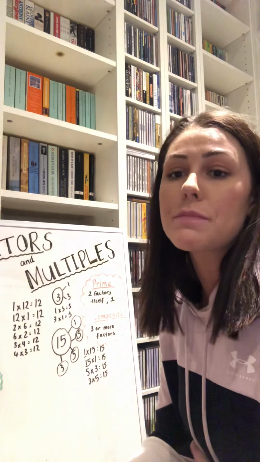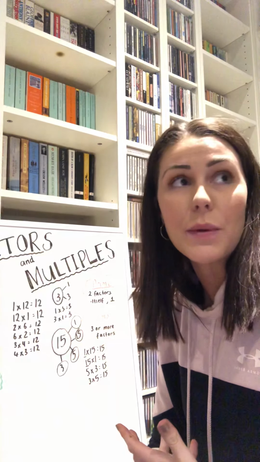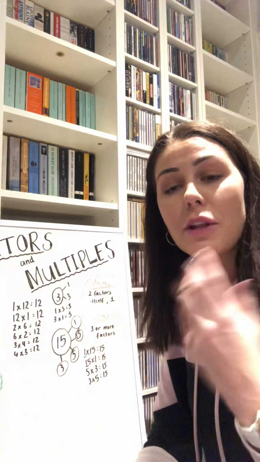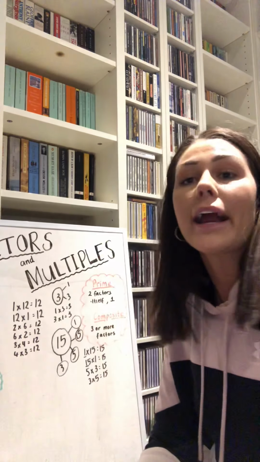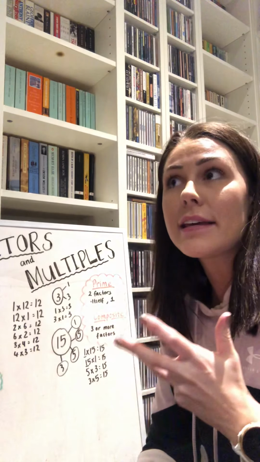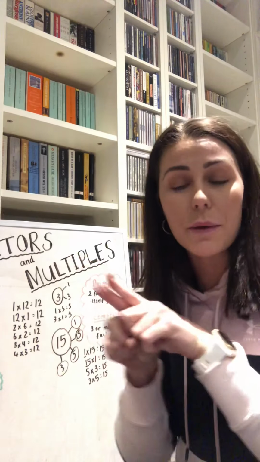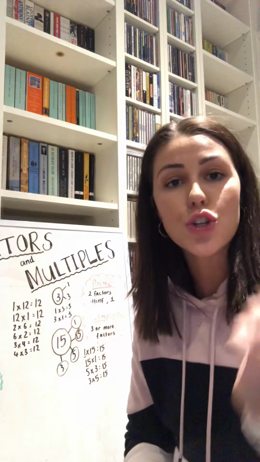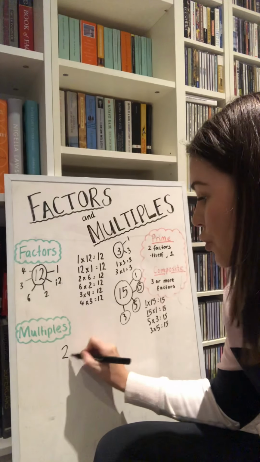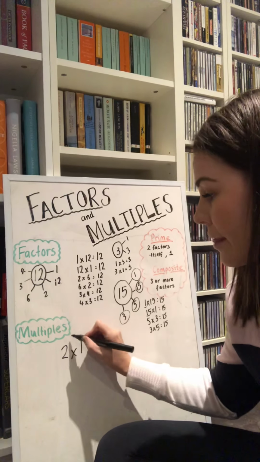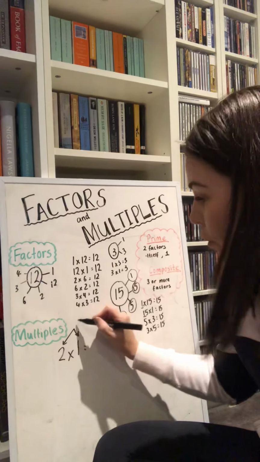Now multiples, basically, I like to think of them as when we learn our times tables, sometimes we like to skip count. So when we learn our 2s, we might go 2, 4, 6, 8, 10, 12, and so on. All those numbers that are the sum of 2 factors being times together is what we call our multiple. Okay, so say we had 2 times 1.